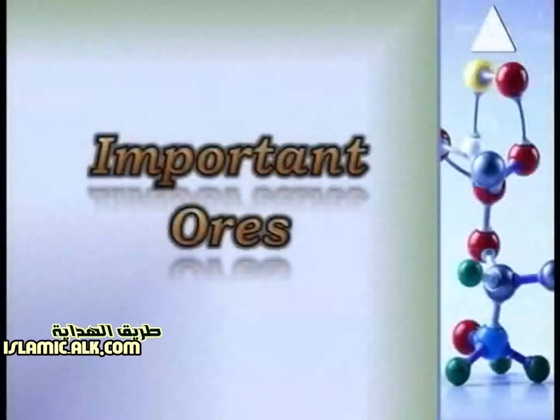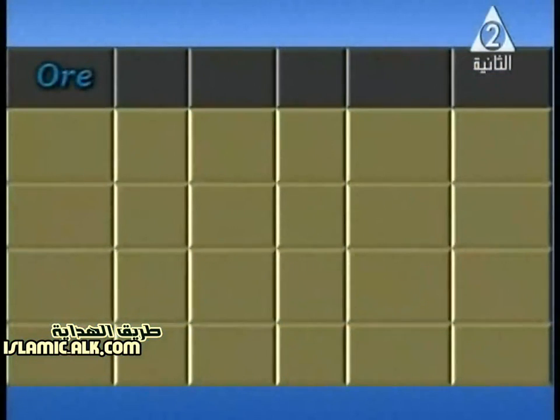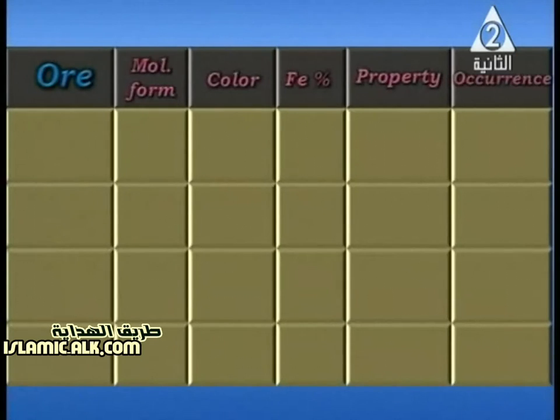Now, my dear students, we are going to discuss the important ores for iron. We are going to discuss the name of the ore, its molecular formula, its color, the percentage of iron in it, the property of the iron ore, and its occurrence.